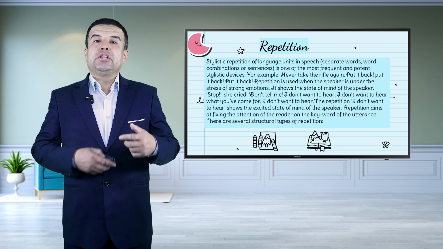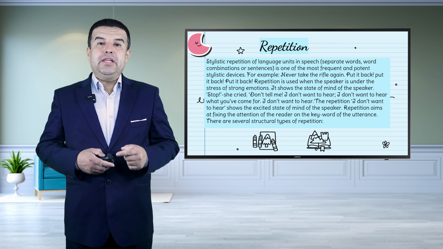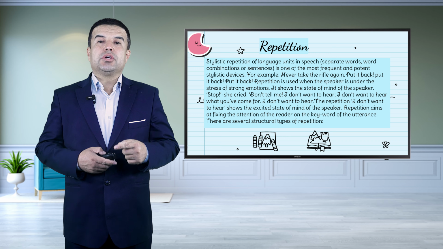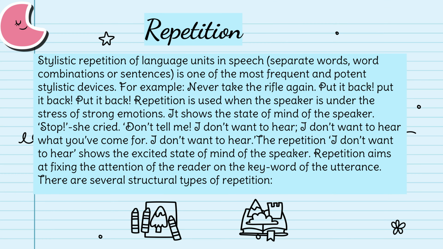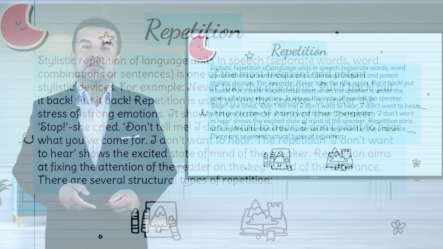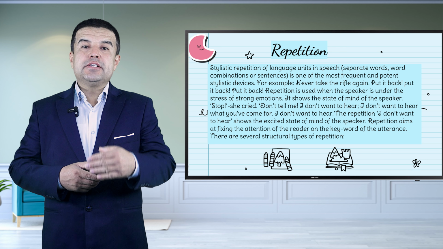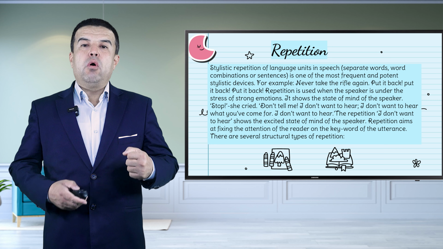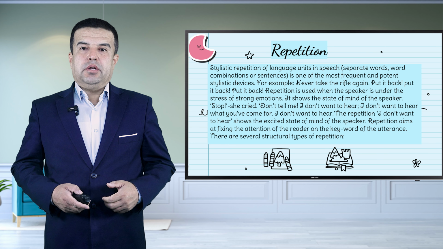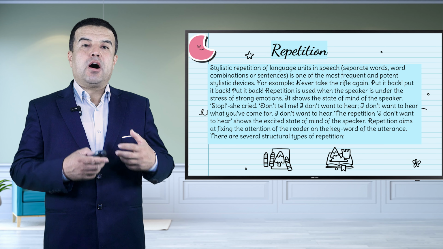The next one is repetition. Repetition is the stylistic repetition of a language unit in speech: separate words, word combinations, or sentences. It is one of the most frequent stylistic devices. For example, "Never take the rival again. Put it back. Put it back." Repetition is used when the speaker is under the stress of strong emotion. It shows the state of mind of the speaker.